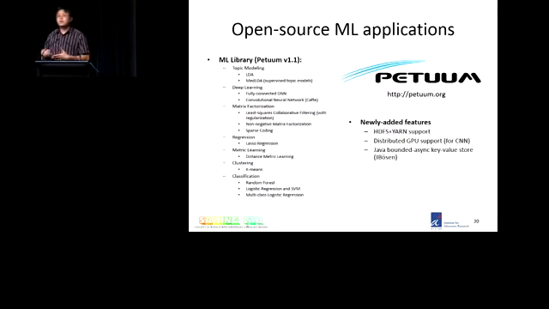I'd like to end by saying that we've implemented a number of algorithms on this platform to show that it's generally applicable. Some newly added features include HDFS and YARN support, distributed GPU support for CNN, and a Java version of the bounded-async key-value store called JBoson.